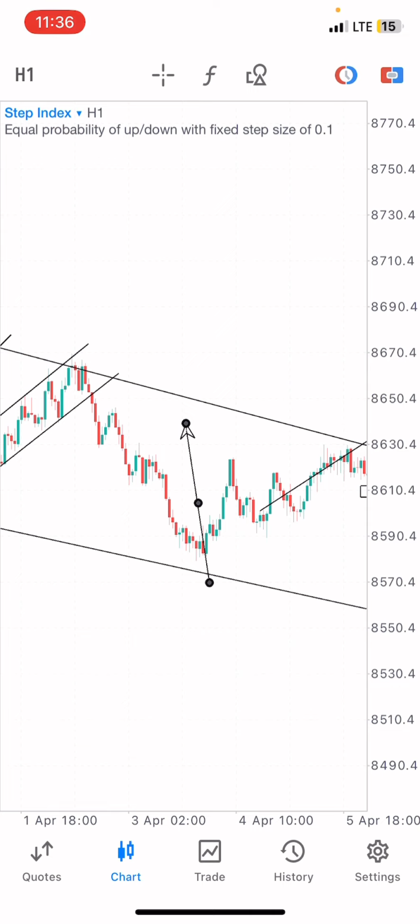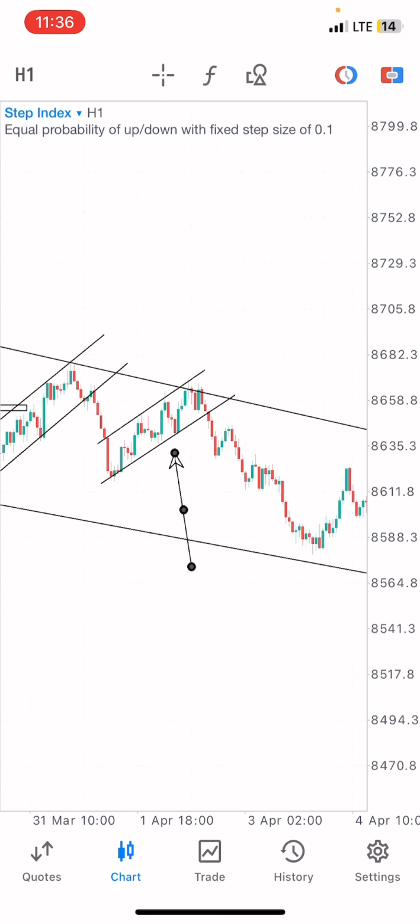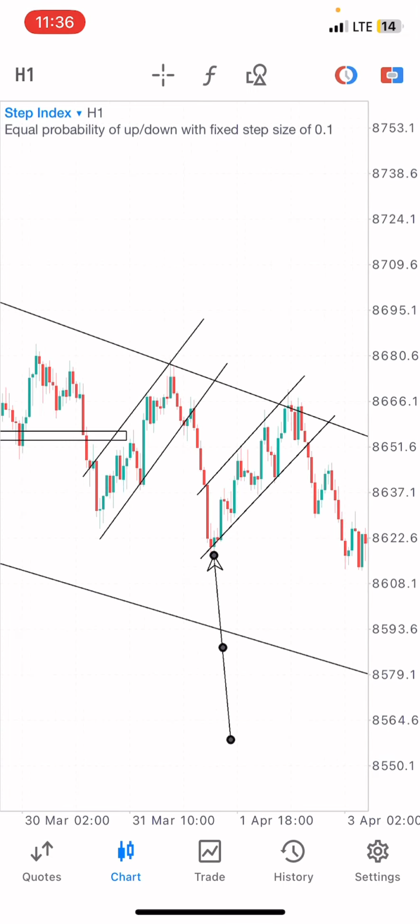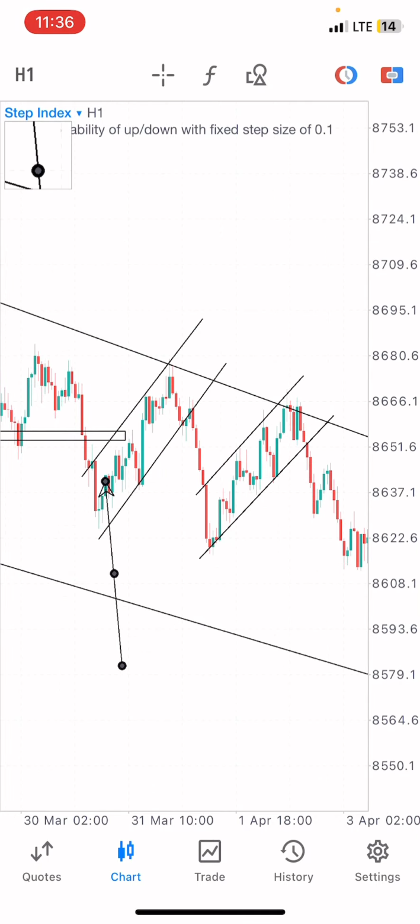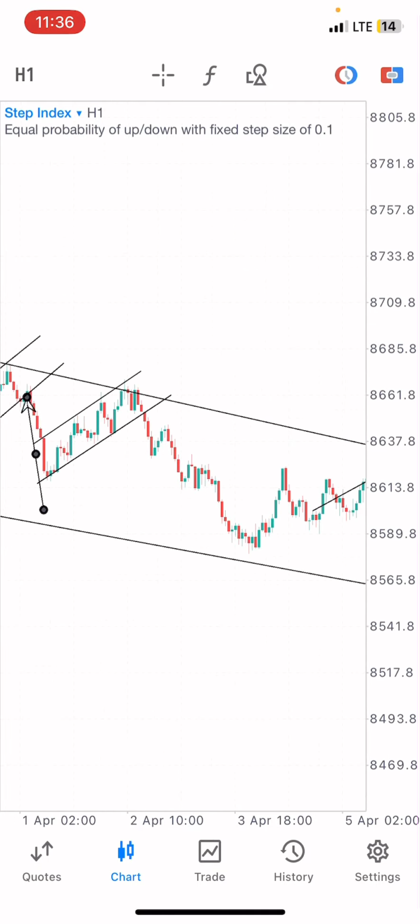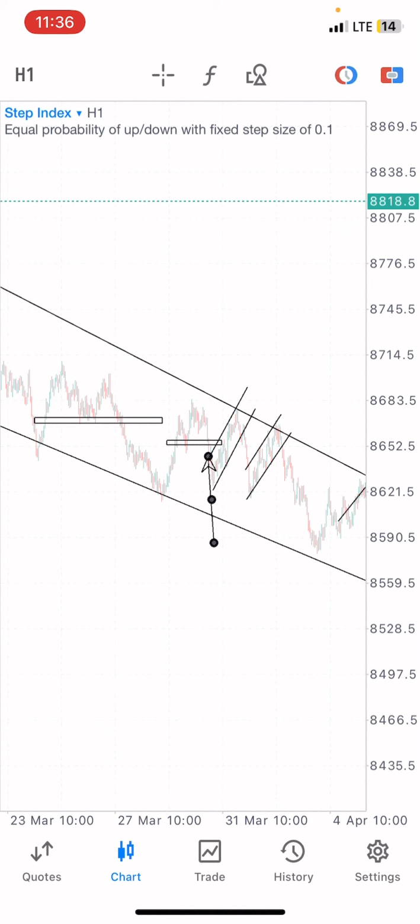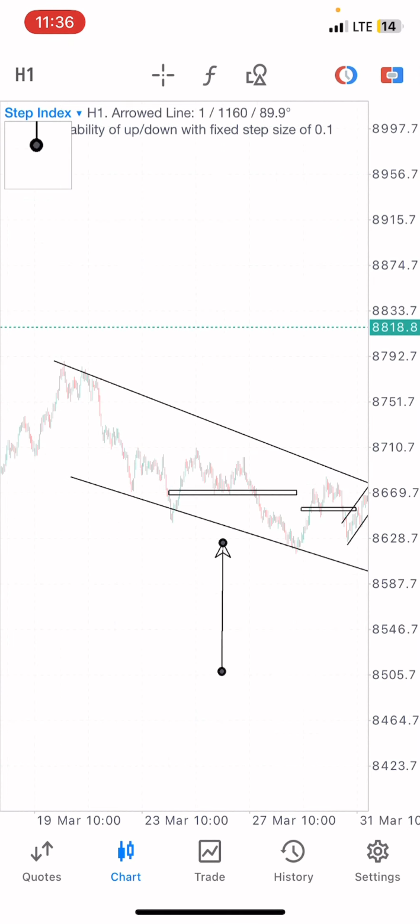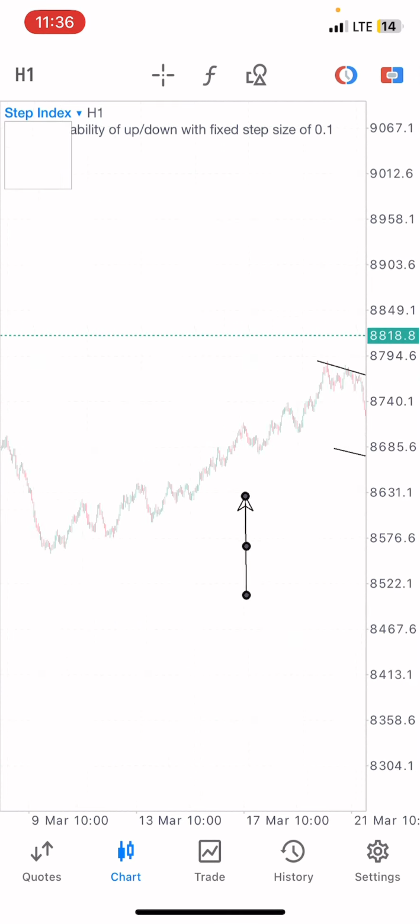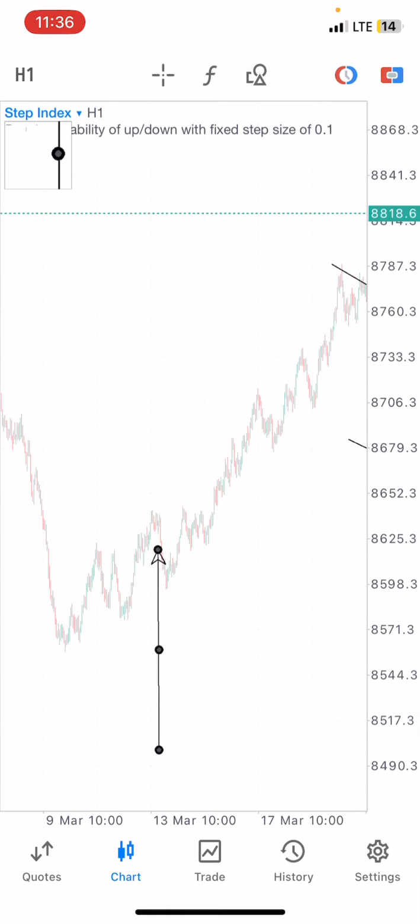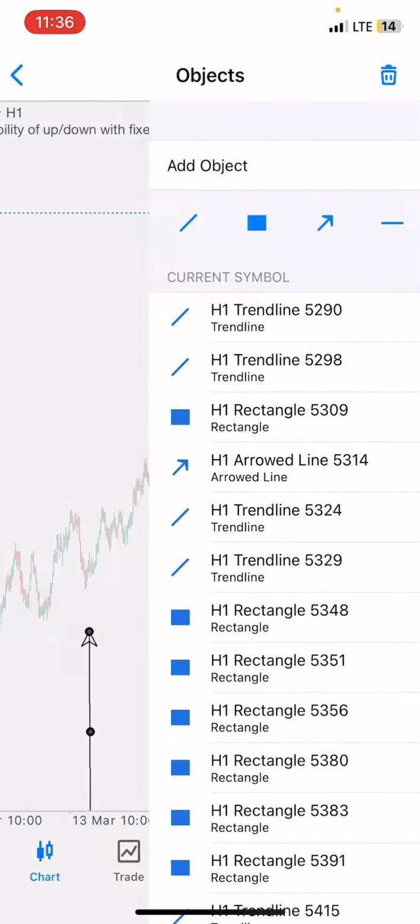So I've come to understand over the times I've been trading the Step Index market that this market obeys these patterns, these channels. The only thing you have to do mainly is to spot the market direction. Then we can take advantage of those moves. So let's spot this market direction as well.